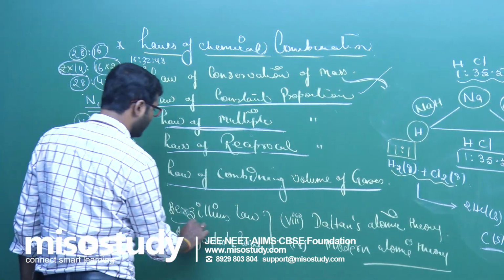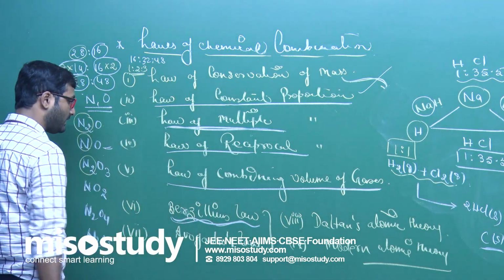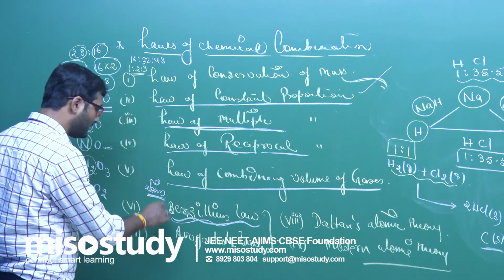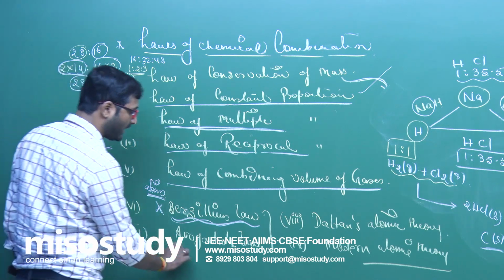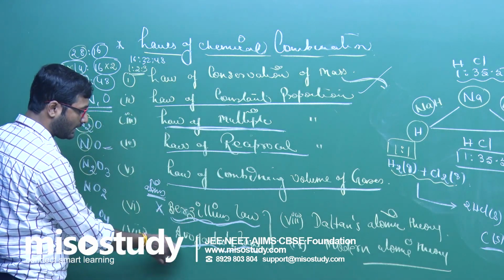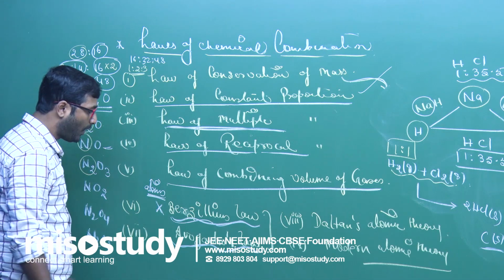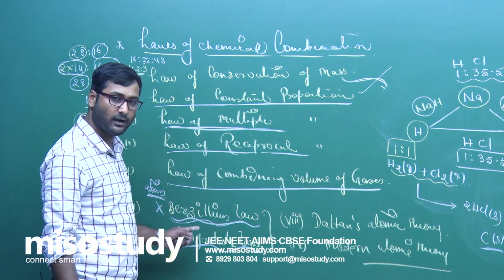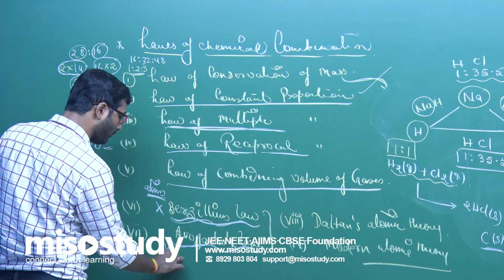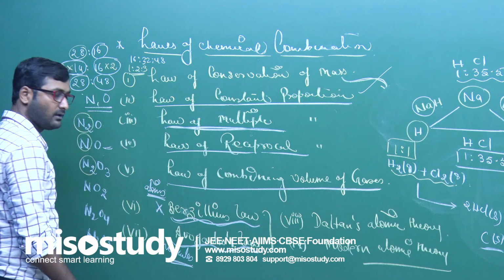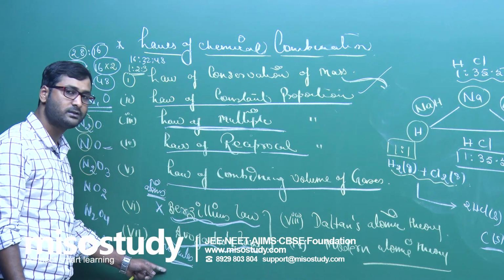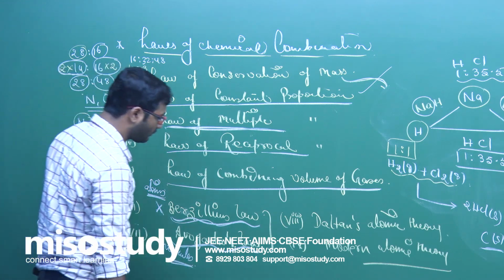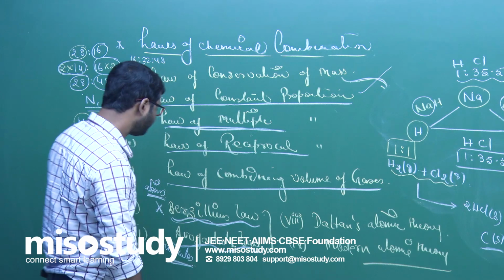Clear? Now, Berzelius's hypothesis: equal volumes of all gases contain an equal number of atoms. But this statement is not completely true. It was modified by Avogadro, and I have proved in my regular lecture why Berzelius's law is not true and Avogadro's law is true. The actual statement, as per Avogadro's law, is that equal volumes of all gases contain an equal number of molecules, not atoms. We generally use this statement to solve questions related to the law of combining volumes of gases or anything related to the mole.